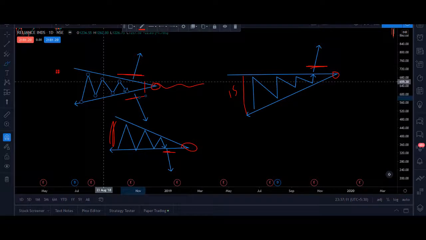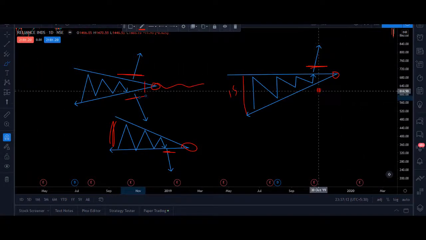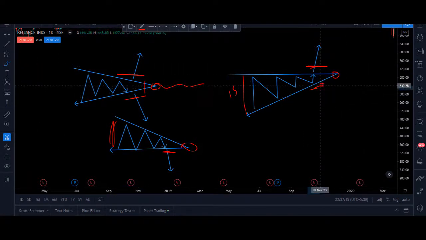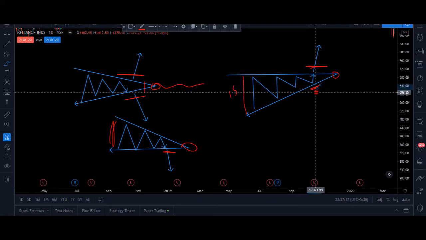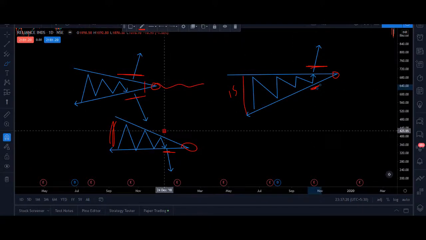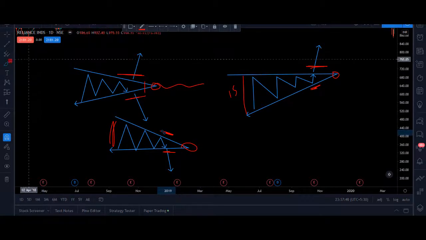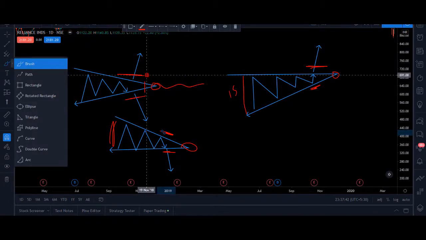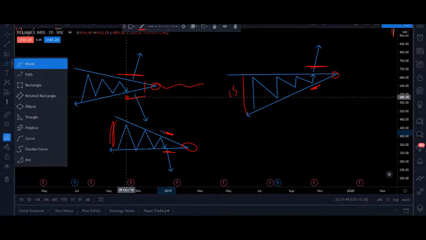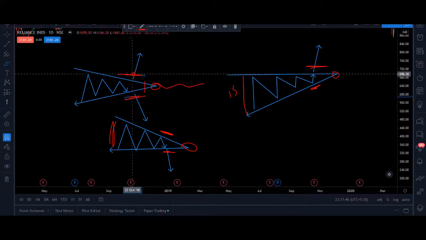And what about stop loss? Stop loss we're going to keep always lower than the support level on the ascending triangle. When it comes to descending, we're going to keep the stop loss above the resistance. When it comes to a symmetrical triangle, if it is an upward breakout, we're going to keep the stop loss below. If it is a downward breakout, we're going to keep the stop loss above.